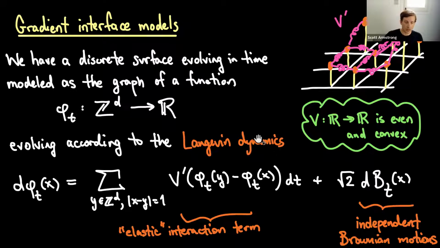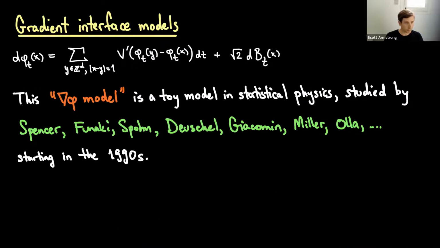Probabilists will often not specify the dynamics and instead say that they're interested in the stationary measure associated to this, which is given by some Gibbs measure, which I won't write down. Anyway, there are a lot of interesting models that are of this form. So I put the dynamics up here.